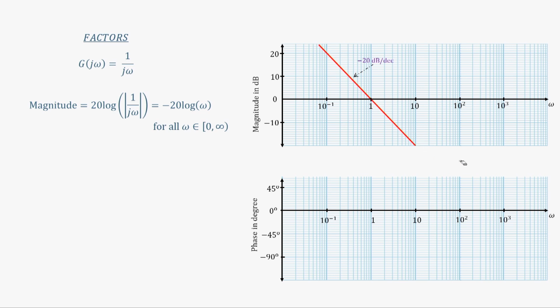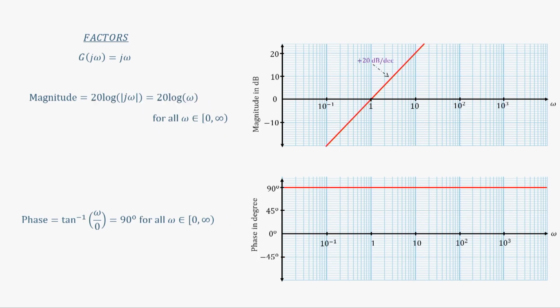Okay. So, what about phase? In case of phase it is minus tan inverse of omega by 0, minus is coming because it is a pole that we are talking about here. So, minus tan inverse of omega by 0 is minus 90. That means for every frequency it is minus 90. So, this will be your phase plot.